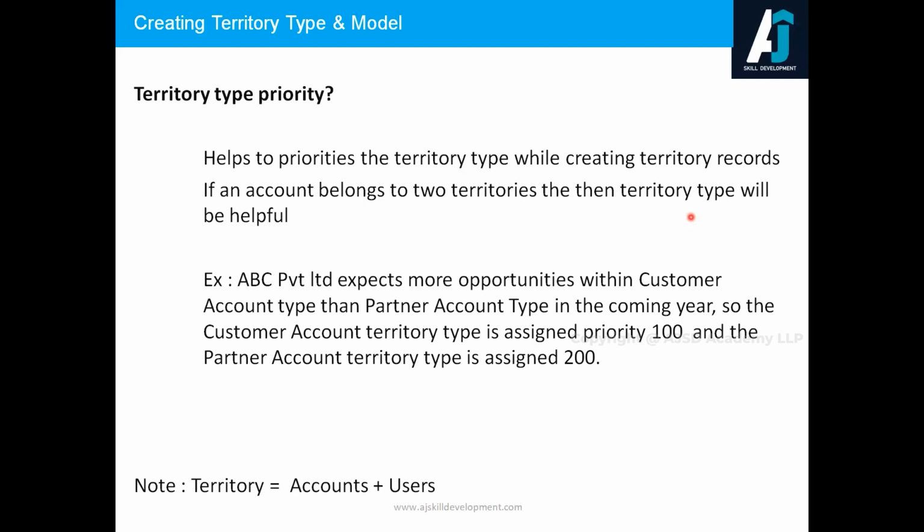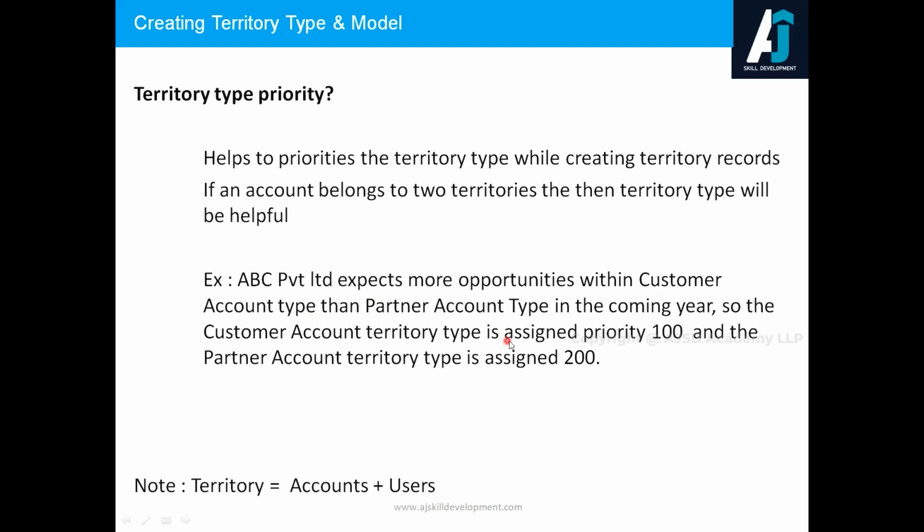For example, there is a requirement explained clearly here. ABC Private Limited expects more opportunities within customer account type. It means that we have a territory type called customer account type. So ABC Private Limited wanted to have more opportunities under customer account type. Definitely an opportunity will be associated with an account, right? So if that is the case, whenever an account gets created, it should always be created under the priority of customer account type. That's what the business wanted to have, right?